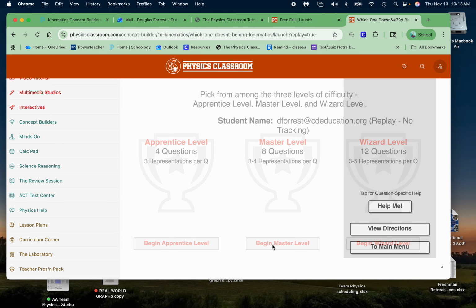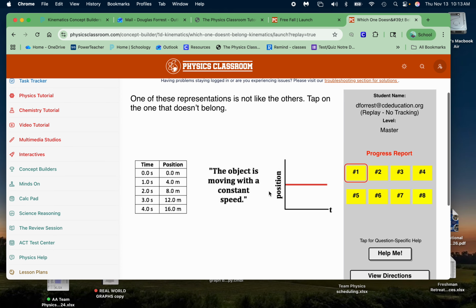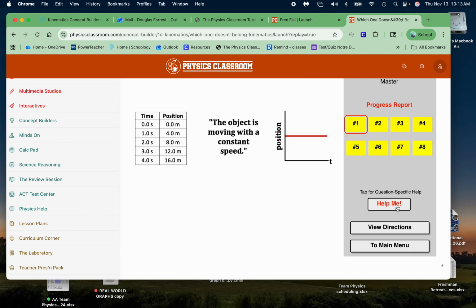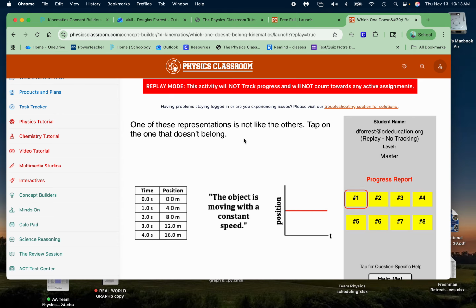Remember, the questions are unique to you. If you need help, there's a help menu down here. There's directions down here. And then you can get to the main menu if you want. So one of these representations is not like the other. Tap the one that doesn't belong.